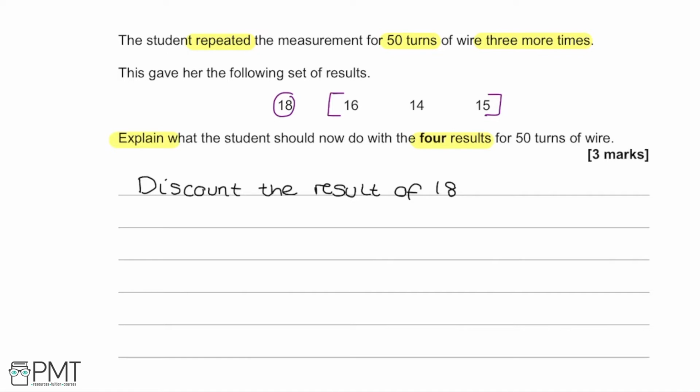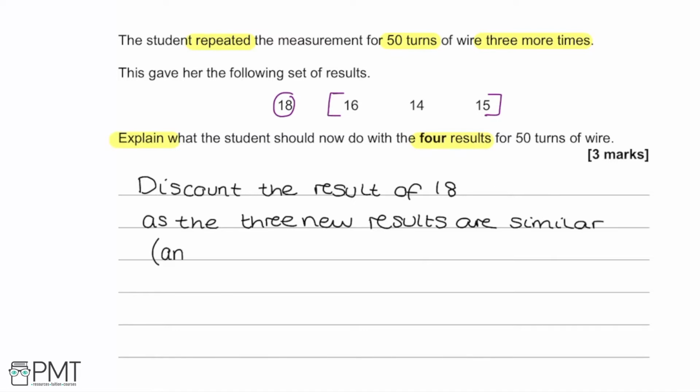And we need to just justify why we can discard 18 as the anomaly and why we can keep these 3 to then find the average of. So we can do this because 16, 14 and 15 are quite similar to each other. 14 and 16 have a difference of 2 and the others have a difference of 1. So the numbers are really similar. And that's enough justification as to why we're going to keep those and discard the 18, which is quite greater than the rest of them.